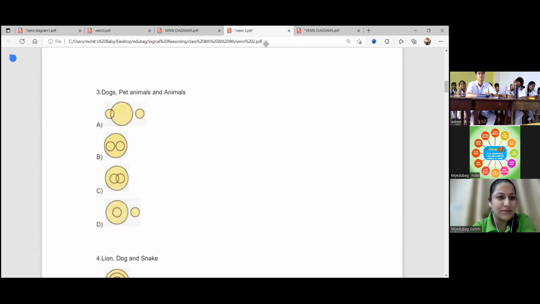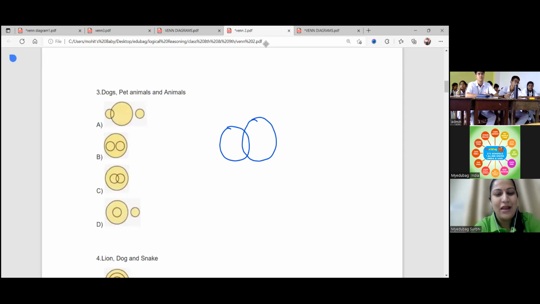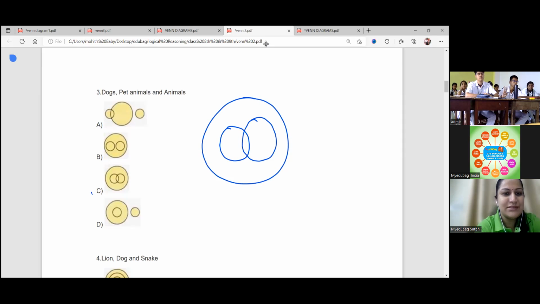Dogs, pet animals, and animals. Okay. Second, these are the dogs. Some of the dogs can be stray dogs and some can also be pet animals, right? And they are animals. So the C one. Got it? Some dogs can also be pet animals, and both of these are animals. So the relationship will be like this.